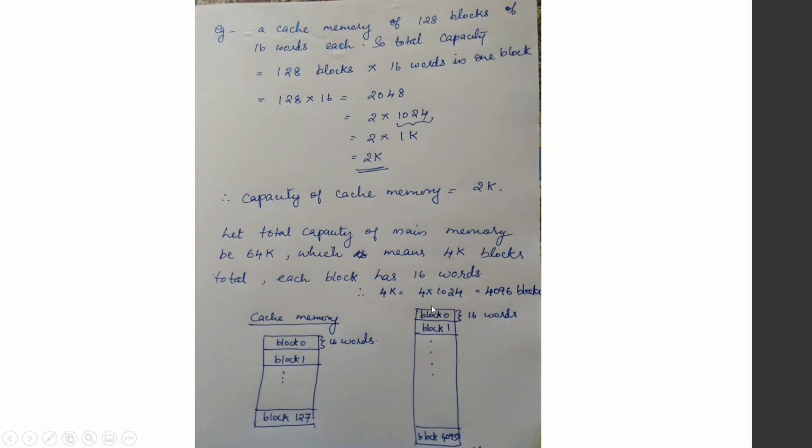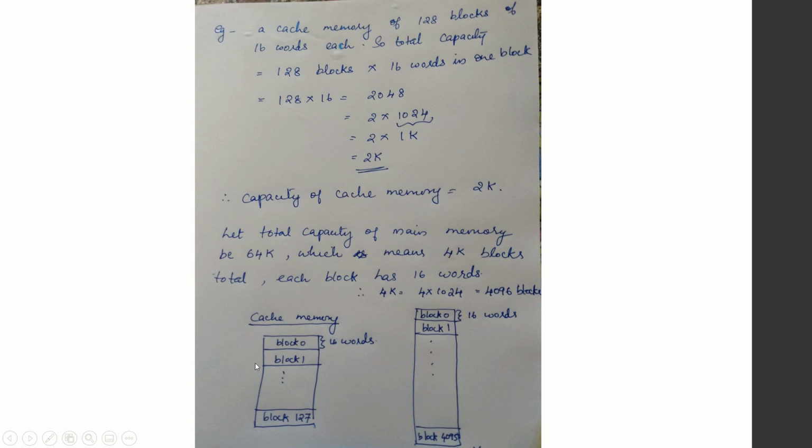Now we are going to explain the main memory. Suppose that the main memory has 4096 blocks. You can just compare the size of the cache memory and main memory. So I took a cache memory which contains 128 blocks, each block has 16 words, and I took one main memory which has 4096 blocks, and the size of one block is the same, that is 16 words. That is, the block size of main memory and block size of cache memory are the same.